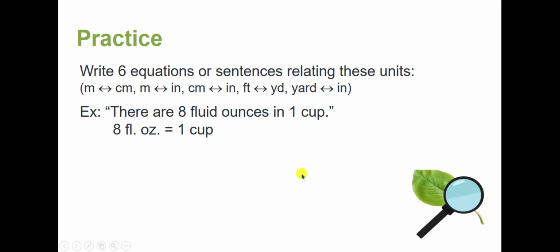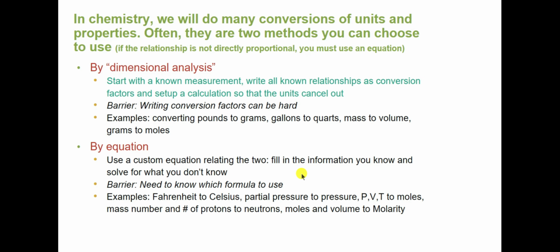So, if you can say, well, I know a yard has 3 feet. There's 3 feet in a yard. So say it out loud, write it down, and then convert it to a math equation. Okay, so there's basically 2 types of mathematics we're going to do in chemistry. One is this dimensional analysis, and another is by equation. So these are 2 ways that I can convert different properties.